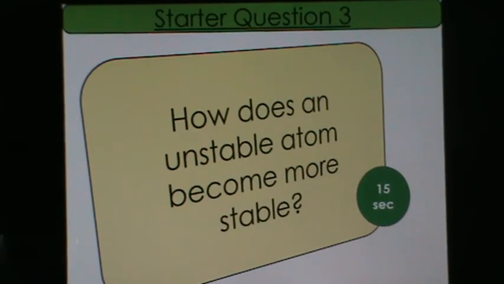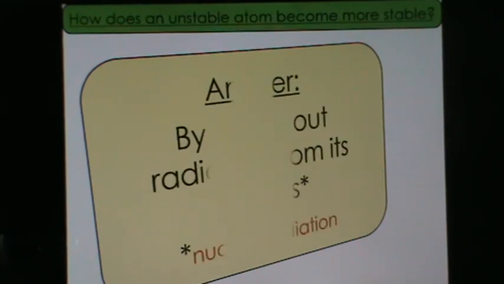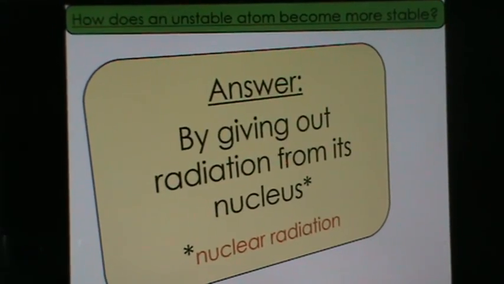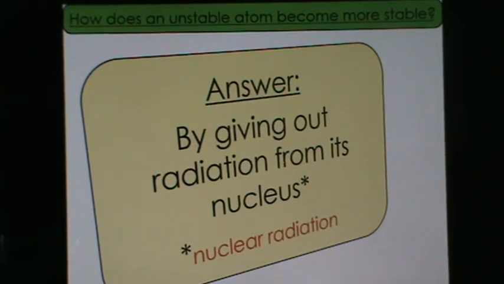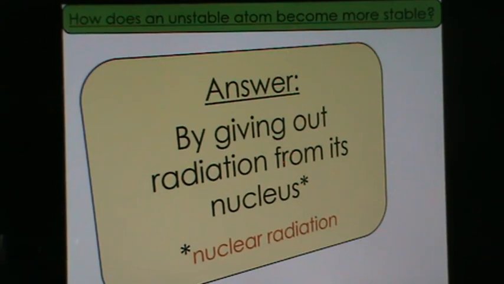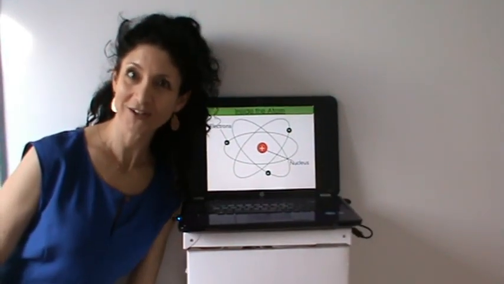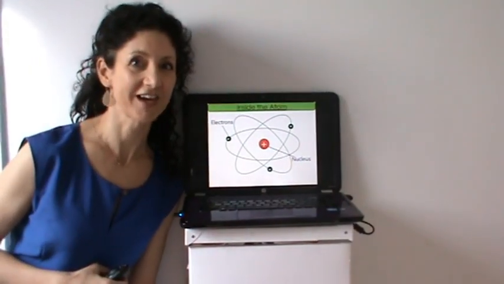Next question. How does an unstable atom become more stable? An unstable atom becomes more stable by giving out radiation from its nucleus. And that is why we call this type of radiation nuclear radiation. Okay so far? Well, let's have a look inside the atom.